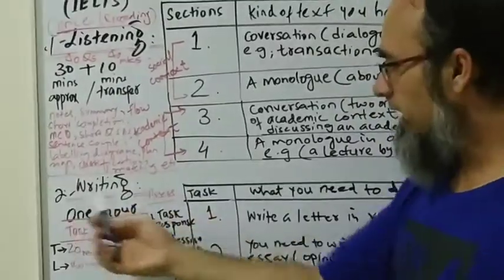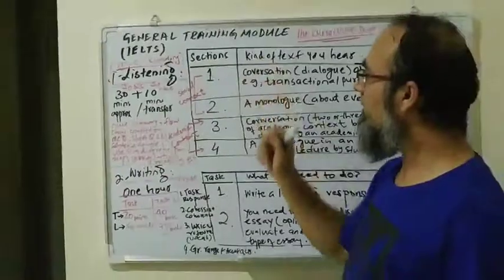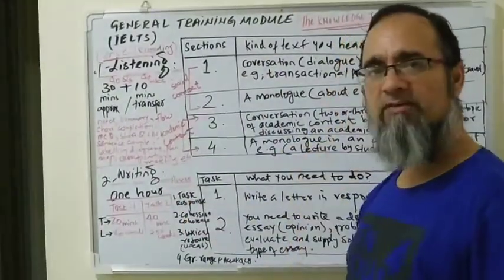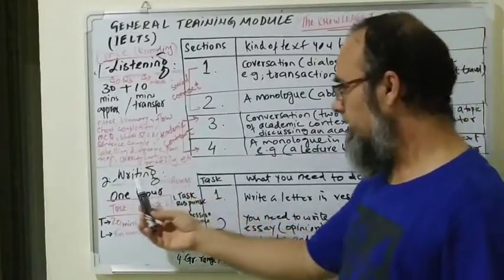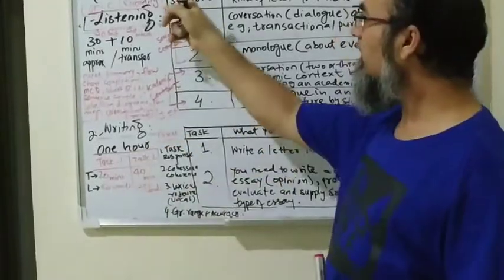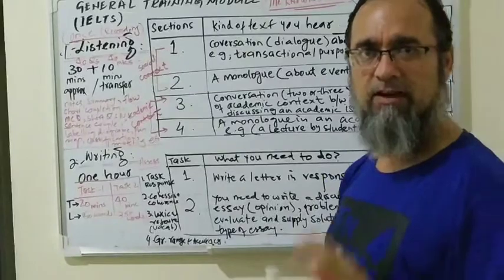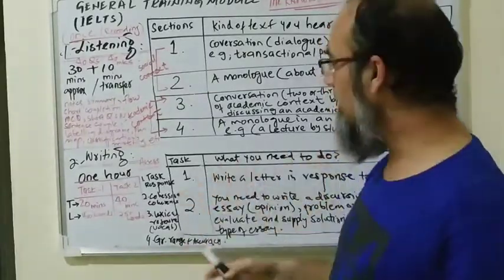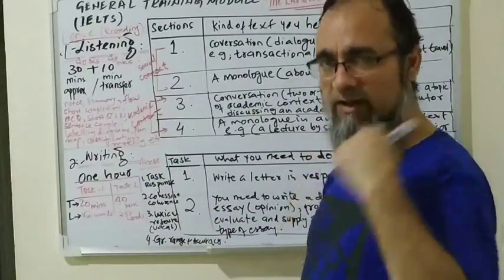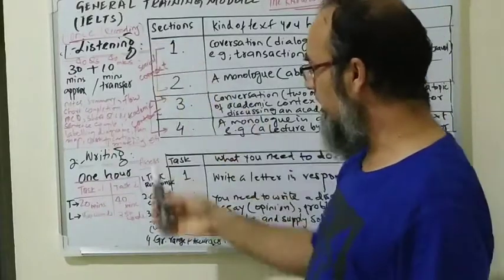Now let's proceed to the writing. So writing is also a very important task in general training module of IELTS, and this also tests your effective writing skills. And I want to make it very clear in the start that writing for general training module and academic training modules are different. They are altogether different. They are not same. For example, I will talk about academic writing skills later on in my another video. But for the time being, we have to focus on writing for general training modules.